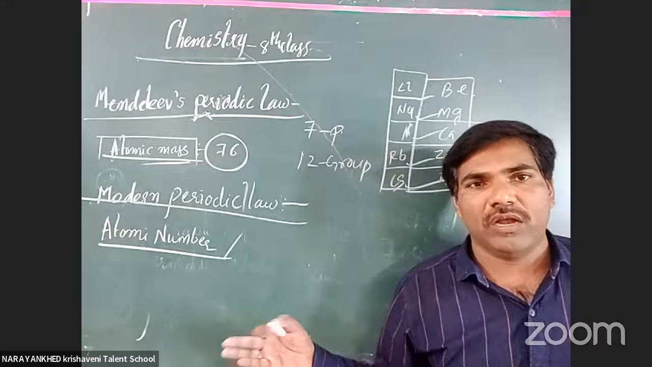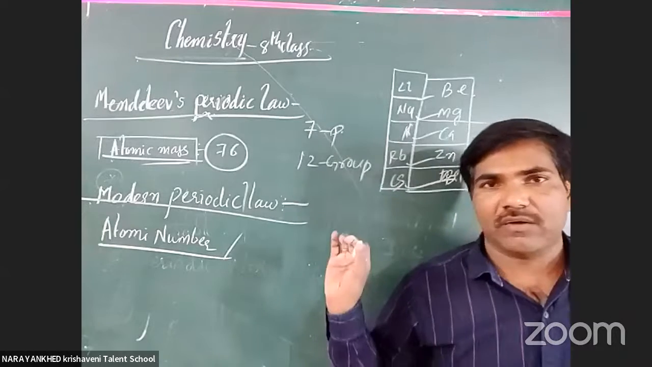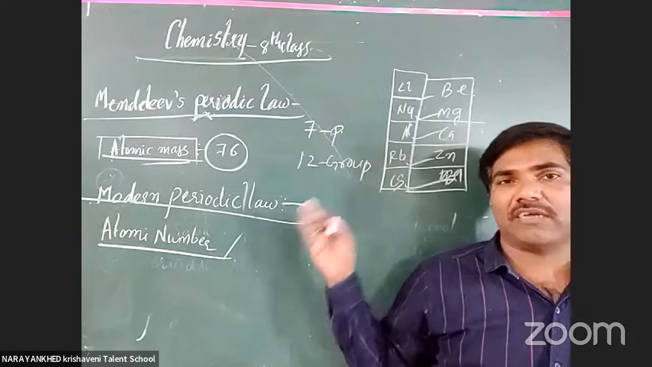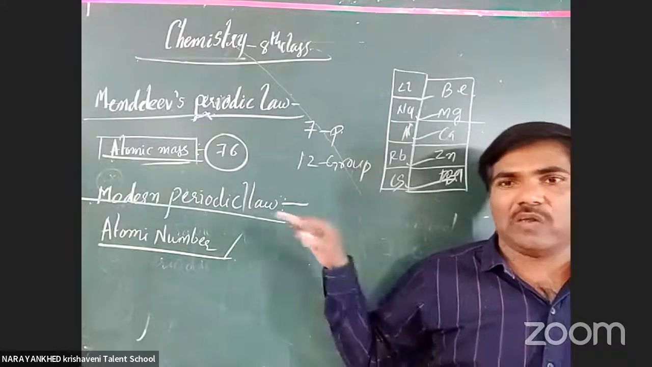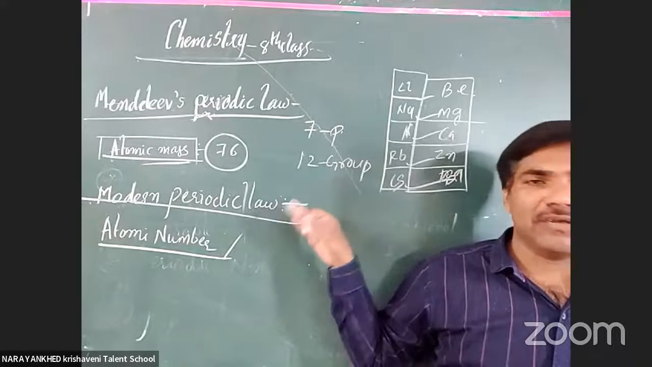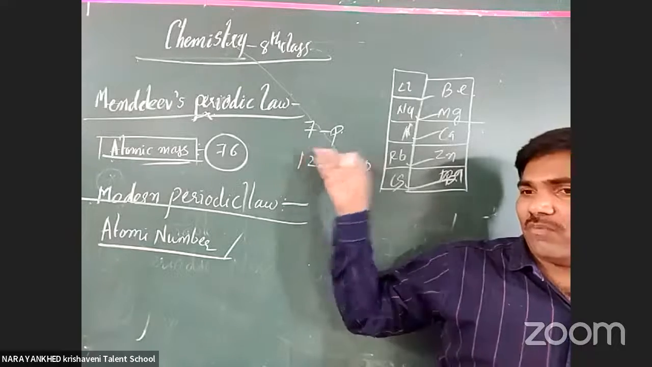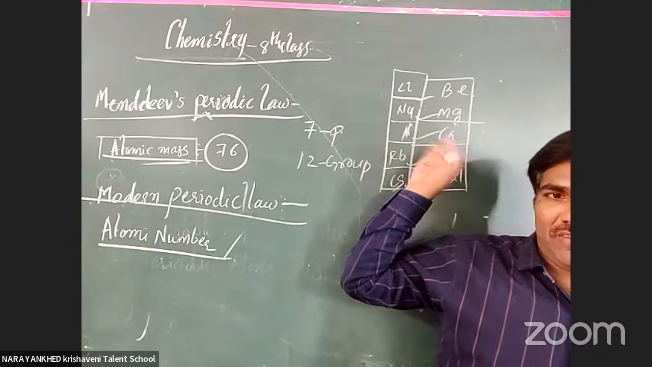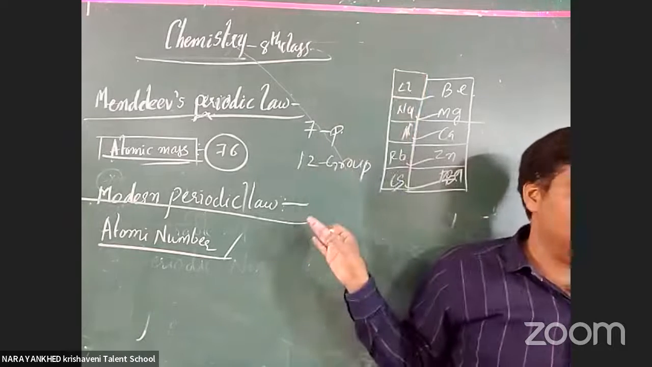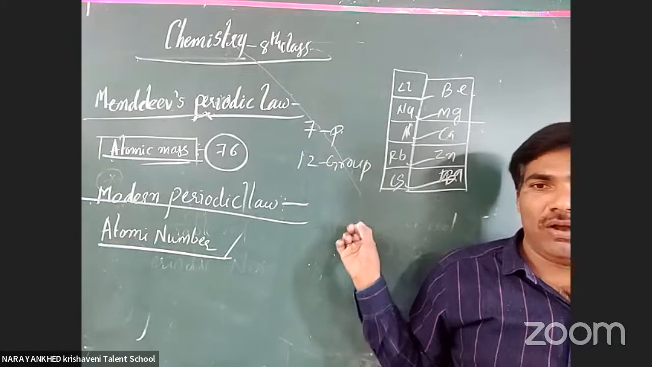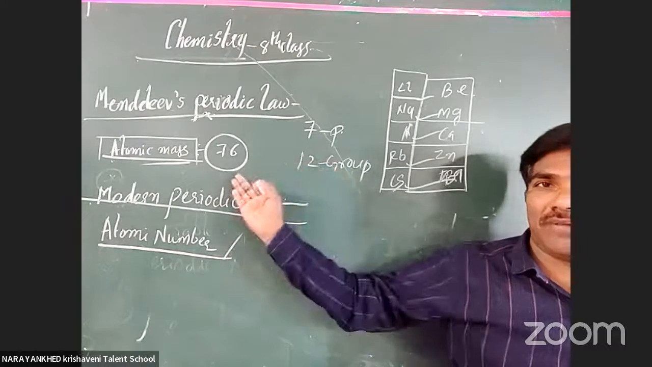According to this periodic table, there is an arrangement of whatever atoms are there. He considered 76 atoms or elements in a vertical and horizontal table. Okay, clear or not? All the elements in 7 periods, 7 horizontal rows, and 12 vertical groups. Clear or not? In that way, he considered. That is only called the periodic table given by Mendeleev.